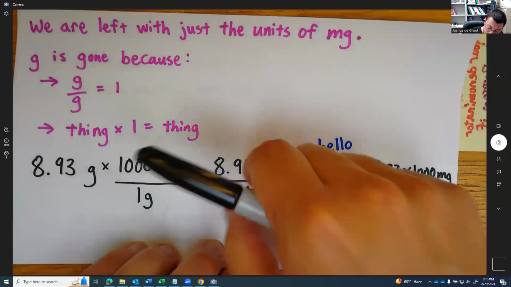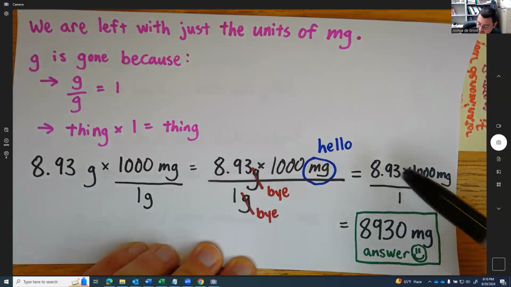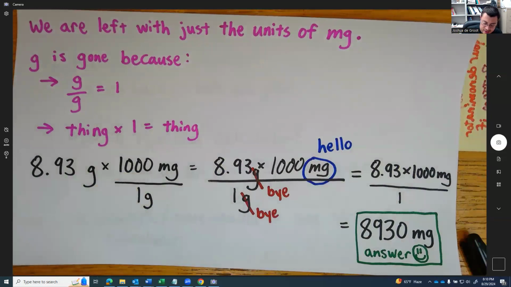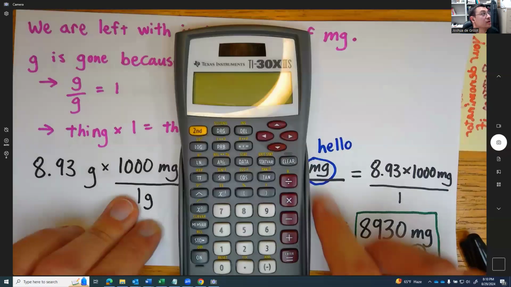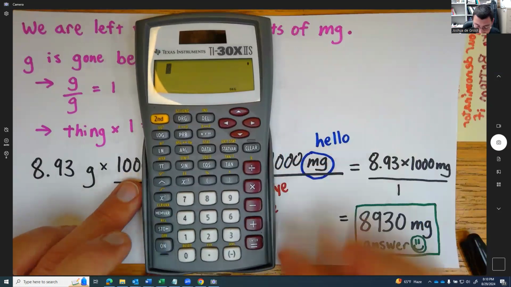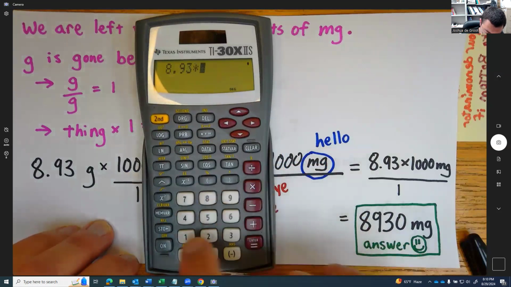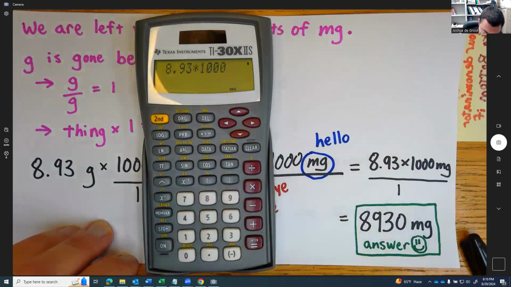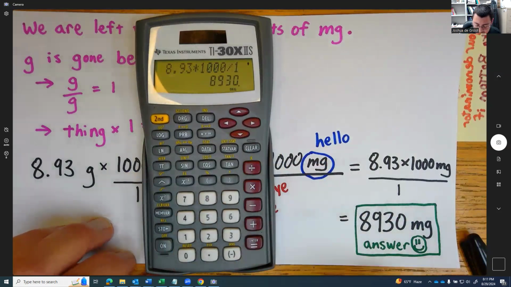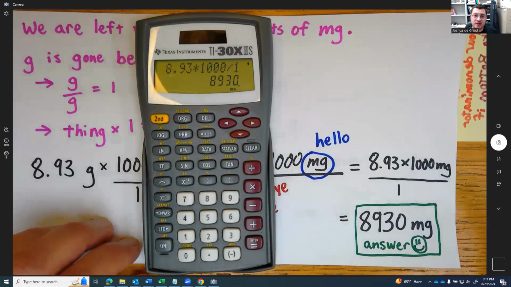All right. We canceled the amount. I guess that 1, we could have brought it over. And anything divided by 1 is that thing. So now that all the dust has settled, we can just type this into the calculator. 8.93 times 1,000. Sure, you can divide by 1 if you really feel like it, equals, and then 8,930 milligrams is our answer.